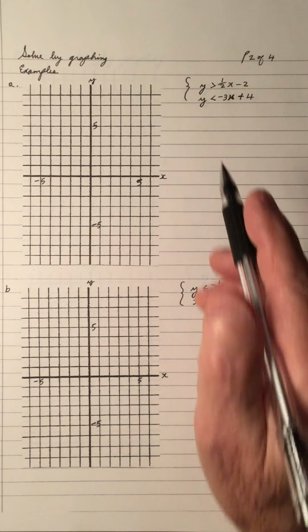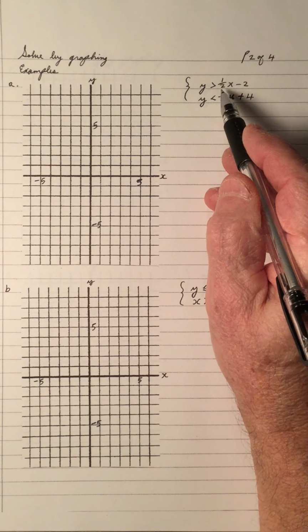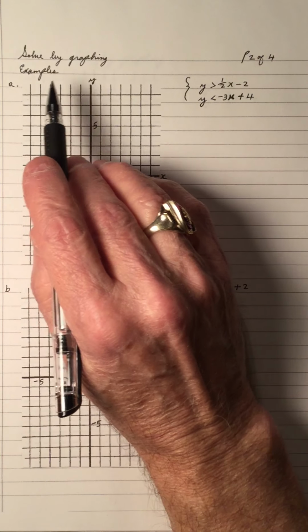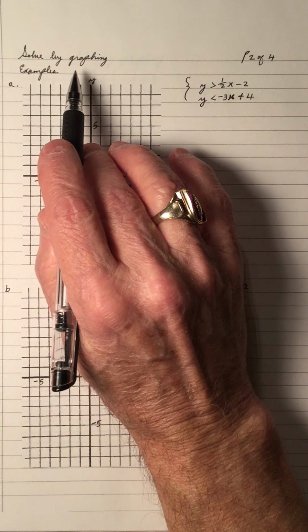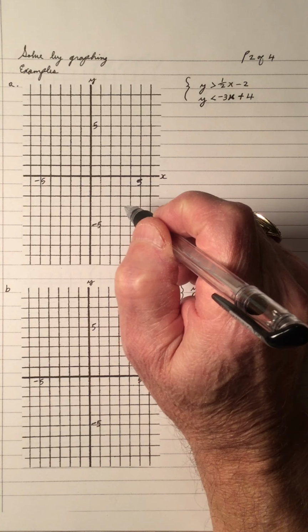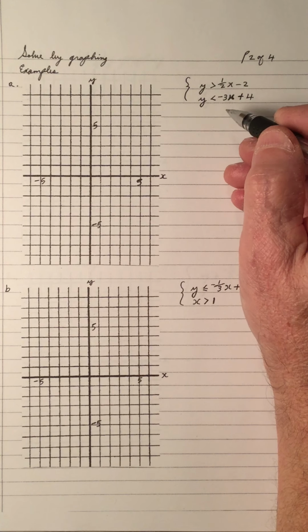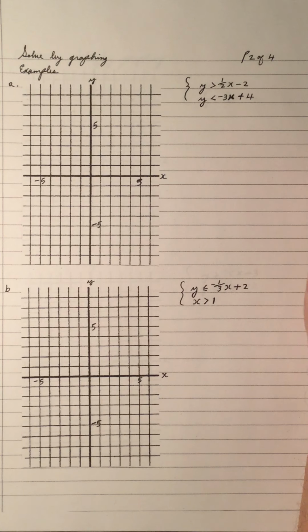When we graph a system of linear inequalities, which is two or more inequalities, we are really trying to solve by graphing, that is, finding the points which fit both inequalities. Let's do some examples to show you what I'm talking about.